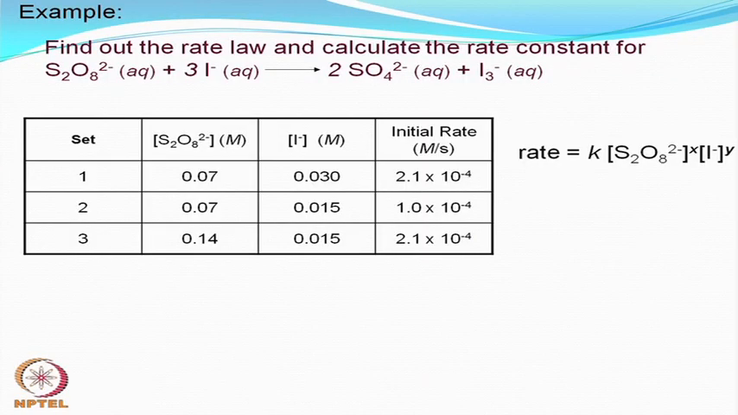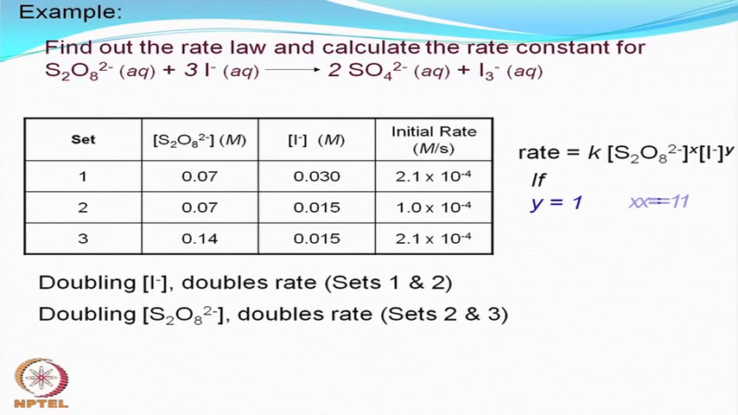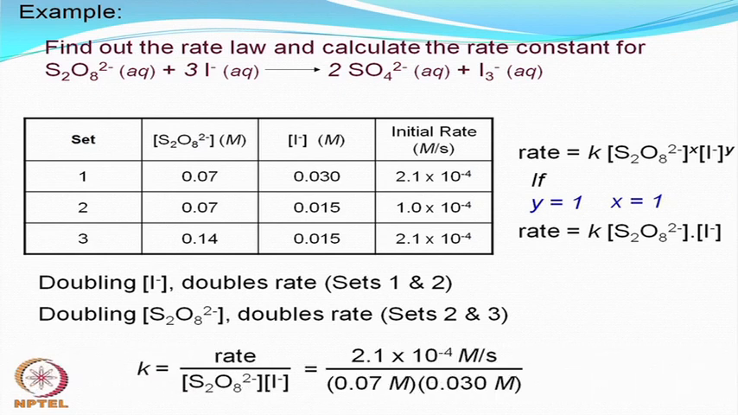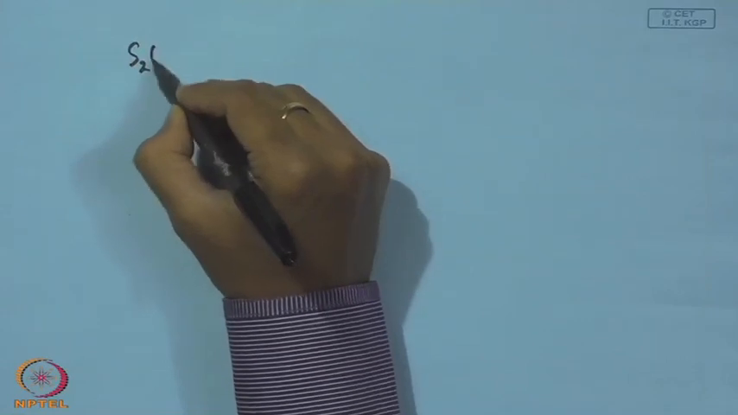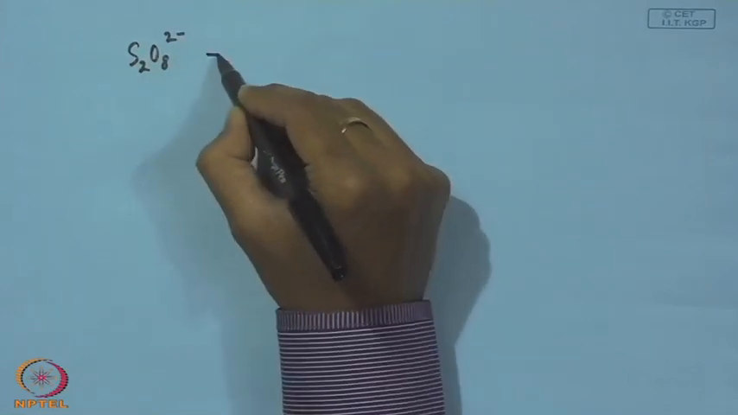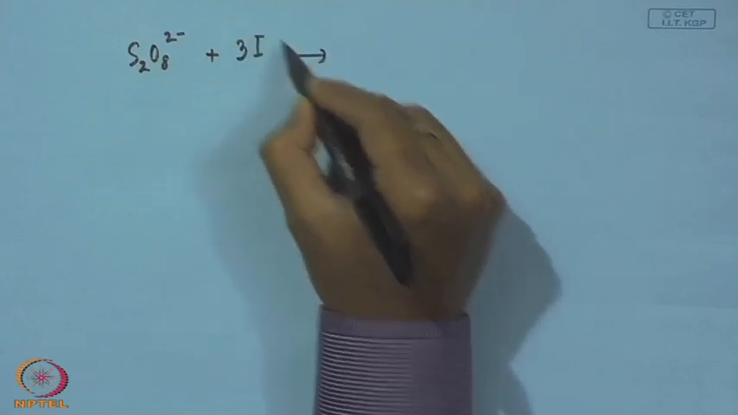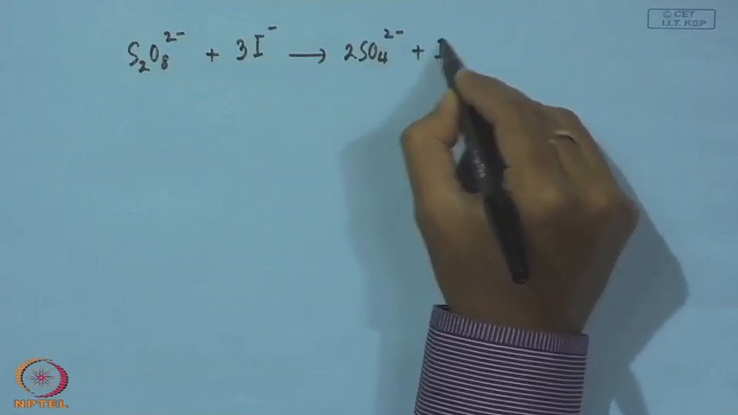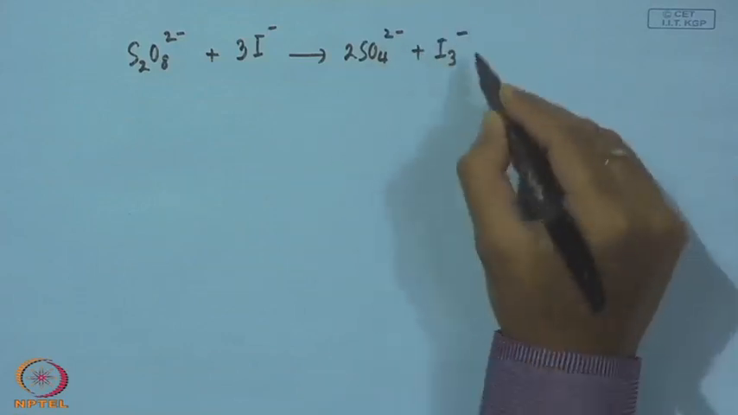Next, we are looking at another example to find out x and y. Say it is a persulfate iodide reaction, where persulfate is an oxidizing agent and it oxidizes iodide to iodine, producing KI3. So, it is the reaction S2O8 2 minus plus 3 I minus producing 2 SO4 2 minus plus I3 minus, all in balanced form.